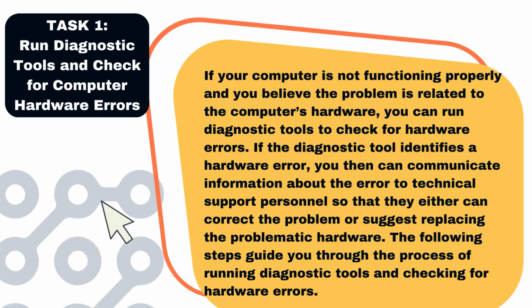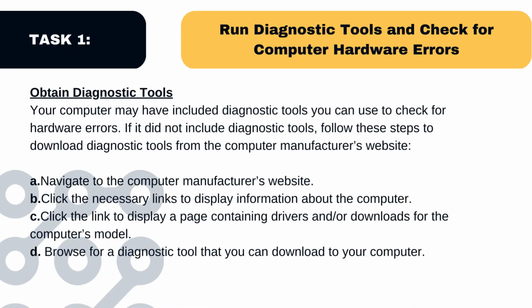The following steps guide you through the process of running diagnostic tools and checking for hardware errors. Obtain diagnostic tools. Your computer may have included diagnostic tools you can use to check for hardware errors. If it did not include diagnostic tools, follow these steps to download diagnostic tools from the computer manufacturer's website.